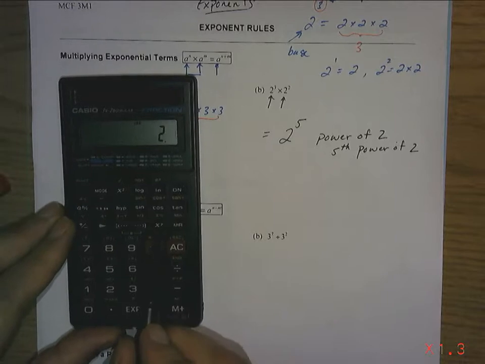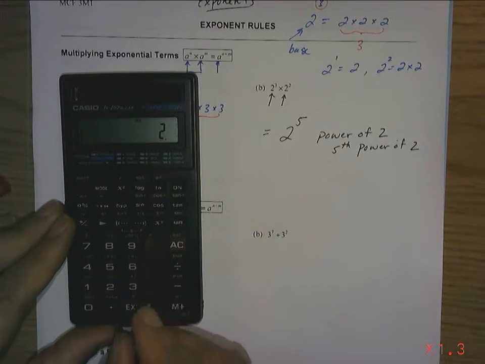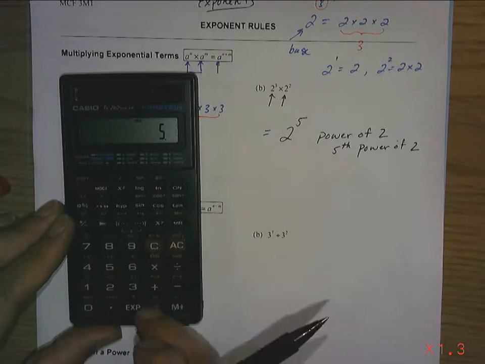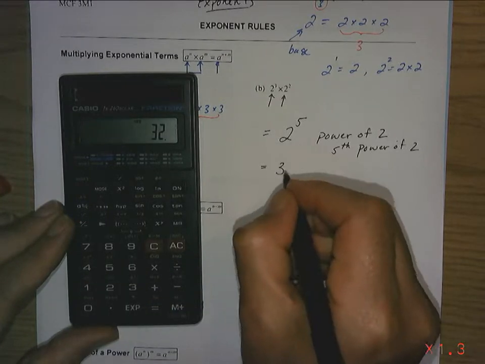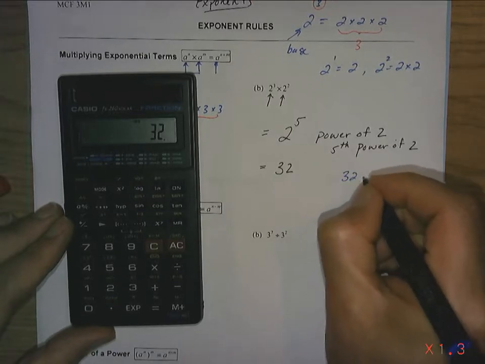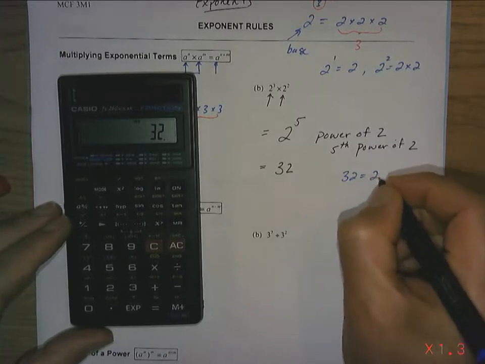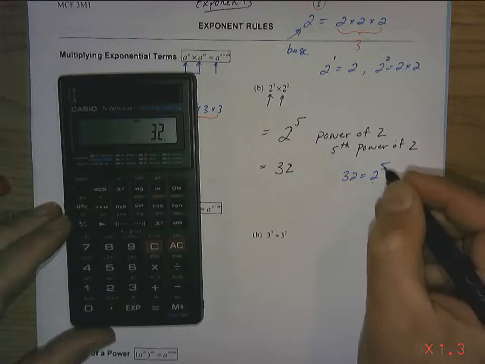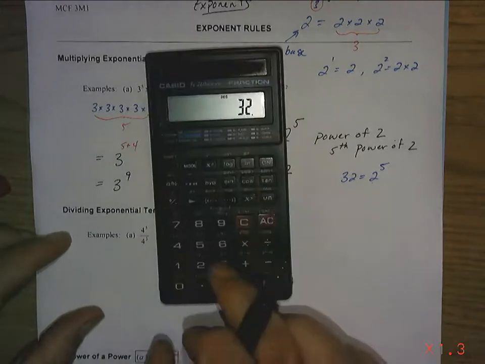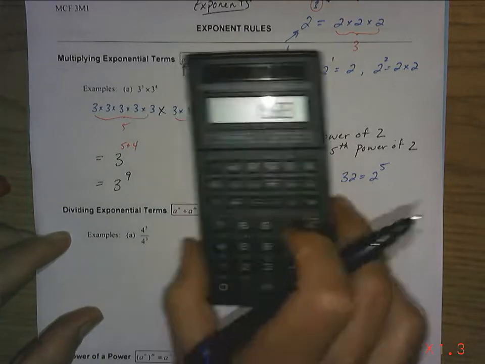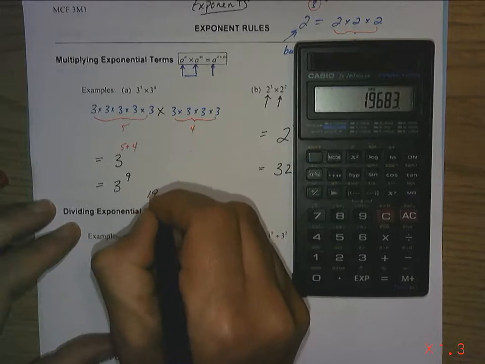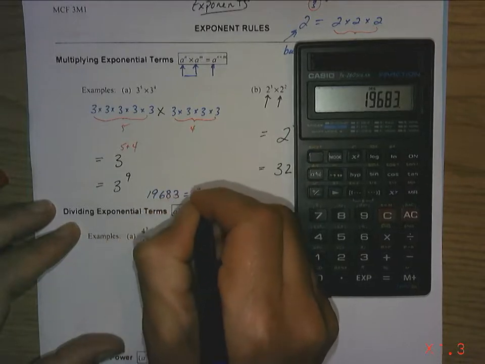Now on your calculator, you should have a button that'll help you do that quickly. Mine's x to the y. So 2 is the base. Hit that button. To the 5 equals, and it equals 32. So what we know is 32 as a number can be written as a power of 2 to the 5th power. And 3 to the 9 equals 19,683.